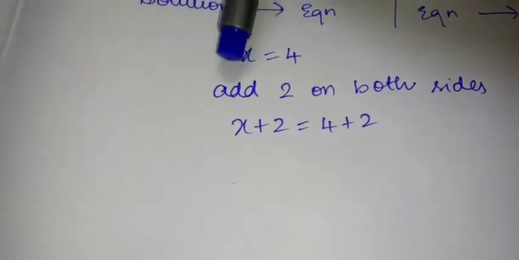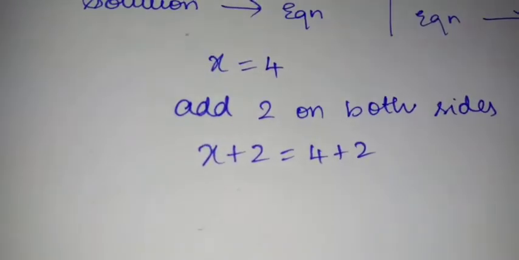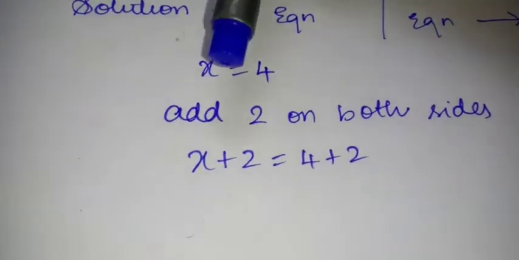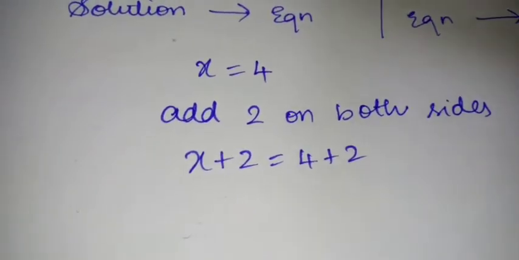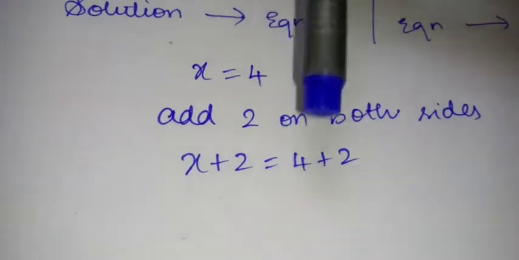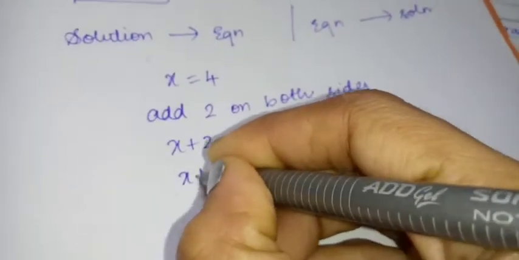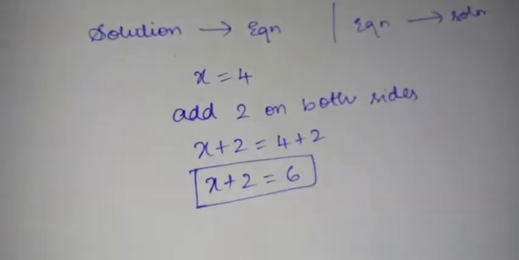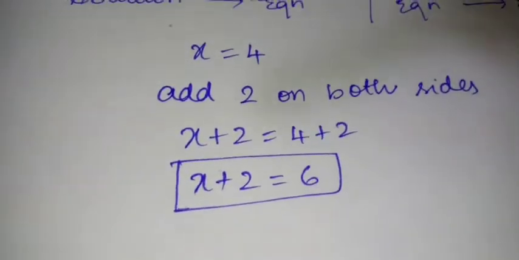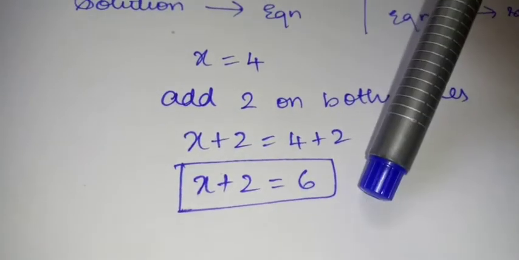What they have given as the solution, children, is x is equal to 4. What I am doing is adding 2 on both the sides. So what will it become? x plus 2, 4 plus 2. So x plus 2 is equal to 4 plus 2, which is 6. So actually this is one equation, right?